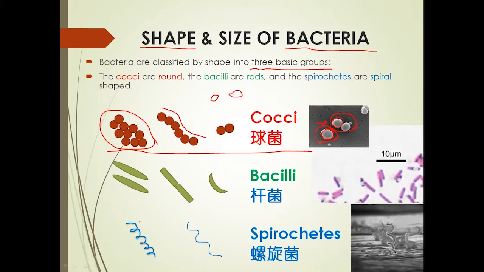Then we have the second group. The second group, we say they're long shape. We still say they have different shapes, but generally they are longer in one size compared with the other side. So that's the second group.